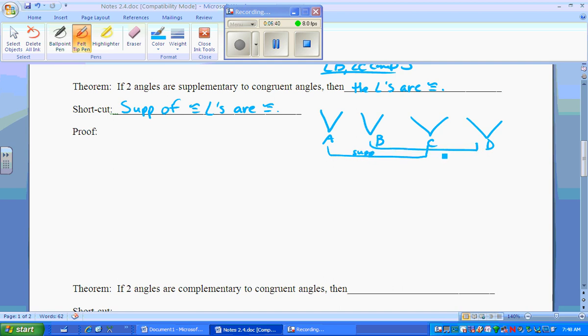We can say B and D are supplementary. And we're going to start with that C and D are congruent to begin with. Then, if we have those three things, we're going to be able to say that A and B are also congruent. Let's check it out.